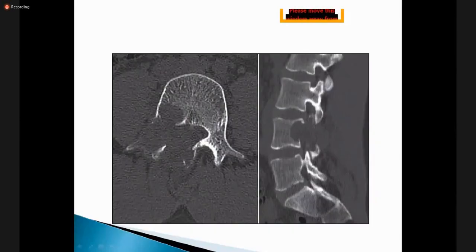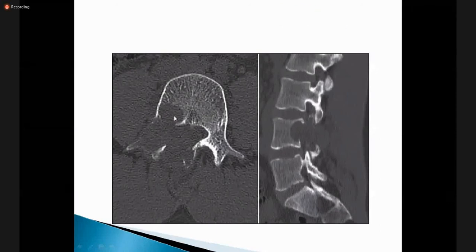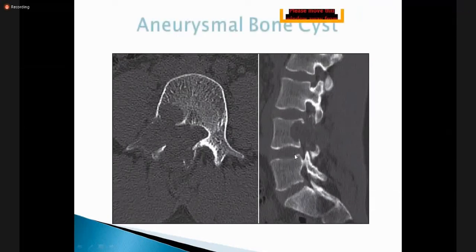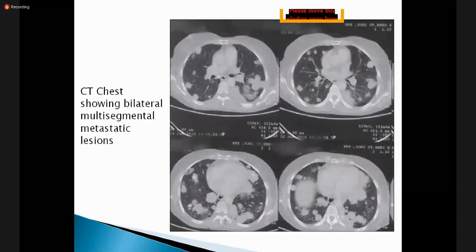This is the CT scan of the spine, bone window. This is the axial section and this is the sagittal section. There is an osteolytic lesion with no sclerotic margin, osteolytic geographic bone destruction, which is causing some cortical erosion. But there is no periosteal reaction and no soft tissue component, so it could be an aneurysmal bone cyst.